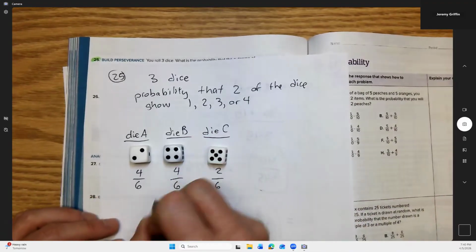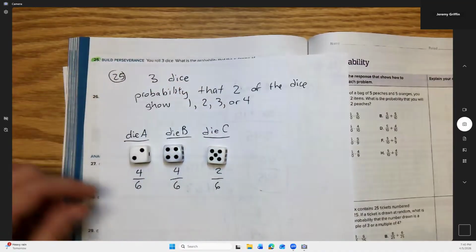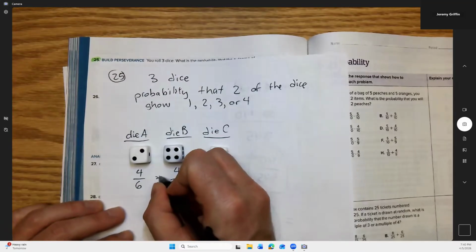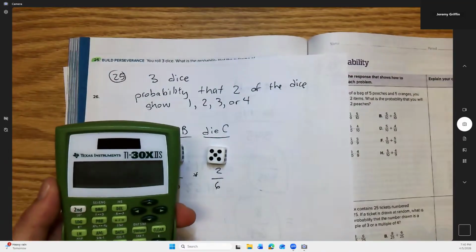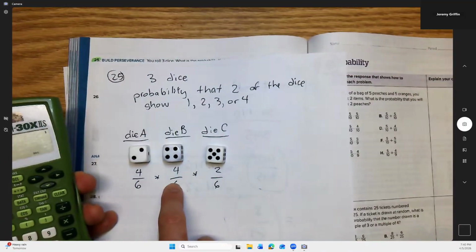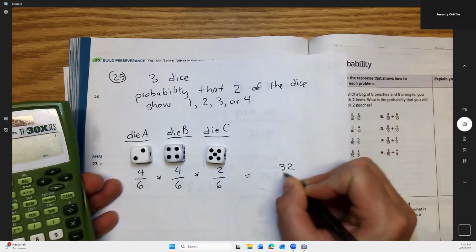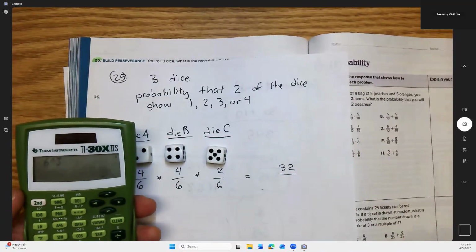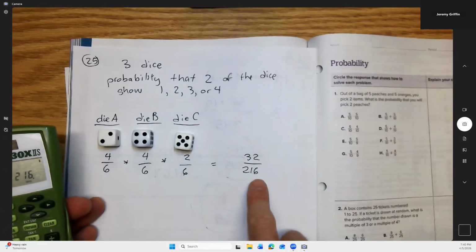Okay. Now for that to happen exactly, so I roll this, and I roll this, and it plays out exactly like that. I could multiply all those together. Okay, let's see what that is. That's 4 times 4 is 16 times 2 is 32 out of, then 6 to the power of 3 is 216. Okay. Now you could reduce this.